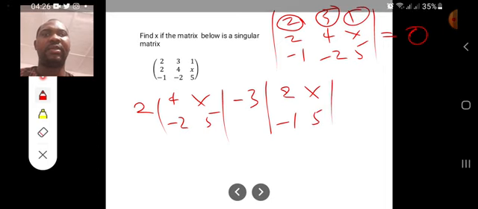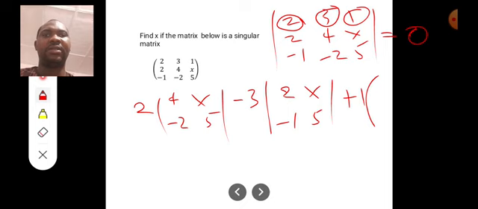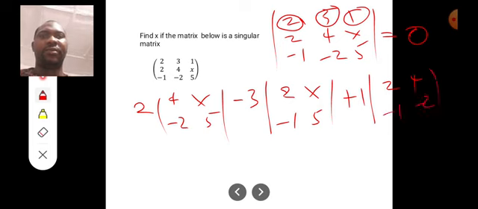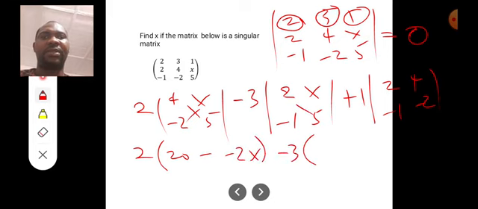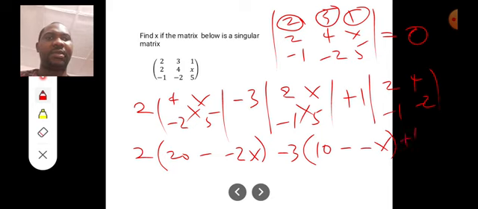Then finally we have plus 1 here. Eliminate the row and column. We are having 2, 4, minus 1, minus 2. So this is going to be 2 into 4 times 5 is 20, minus x times 2 is minus 2x. That means minus 2x. Then we have minus 3 into 2 times 5 here is 10, minus x times minus 1 is another minus x. So minus x minus minus. And plus 1 into 2 times minus 2 is minus 2. Then minus 4 times minus 1 is minus 4.